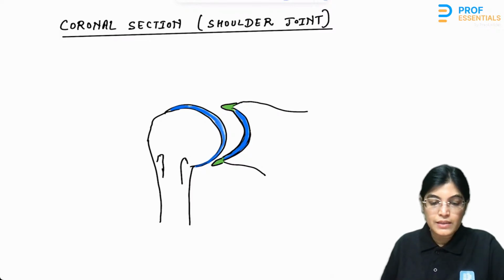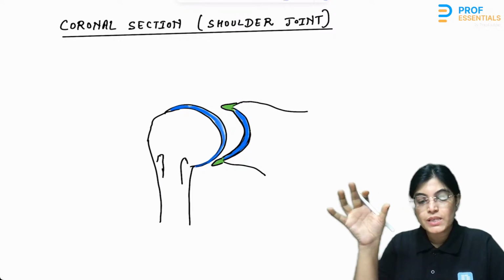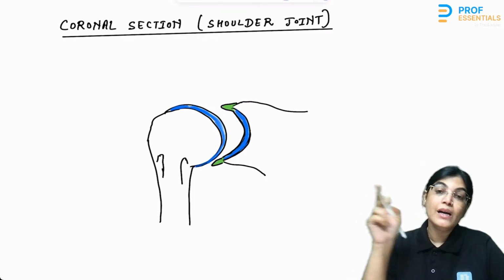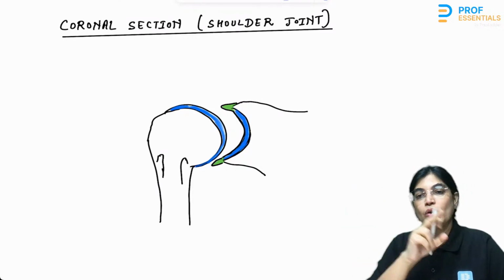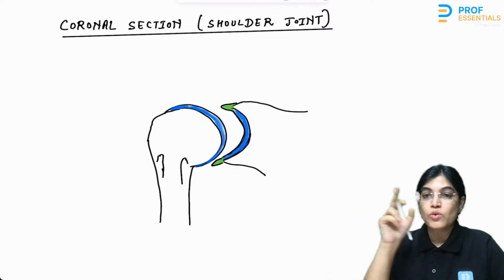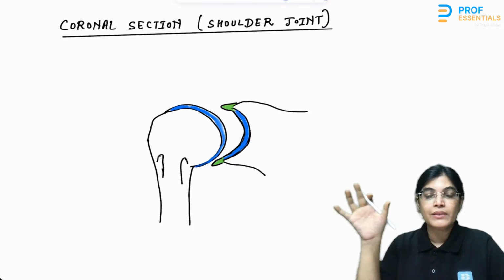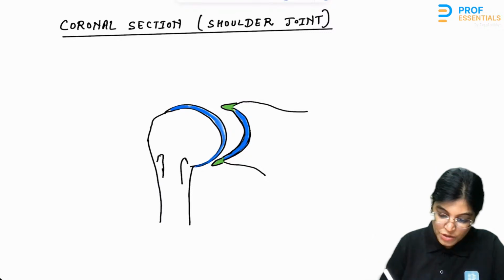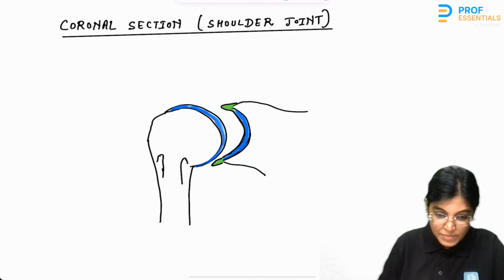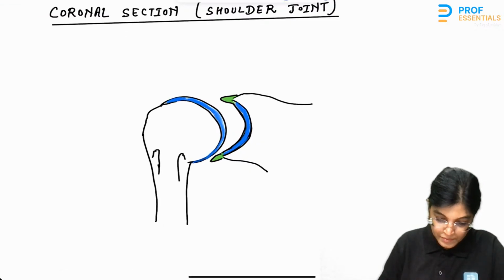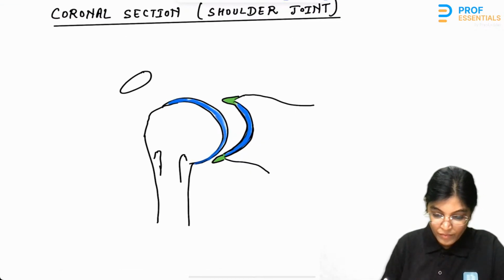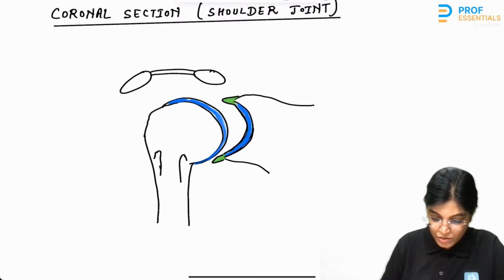Superiorly, if it is a coronal section, we can make the coracoid process, the acromial process, and the connecting ligament of coracoid and acromial process, that is called the coracoacromial ligament. Together, they are called the coracoacromial arch. So let's make the acromial process, coracoid process and the connecting structure, coracoacromial ligament.